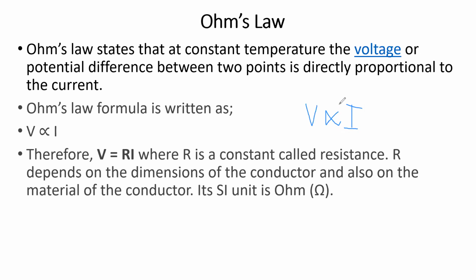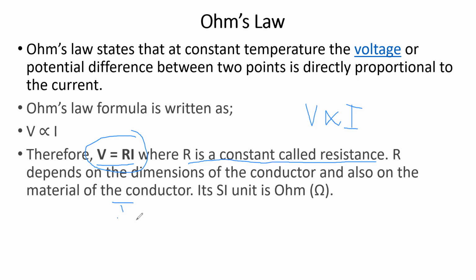And when we want to remove the proportionality constant, then we add R. Then it becomes V is equal to IR. R is a constant, the proportionality constant, that is called the resistance. So from this, we can find other parameters also. We can find what is V, what is R, what is I. So three formulas we can write from this.